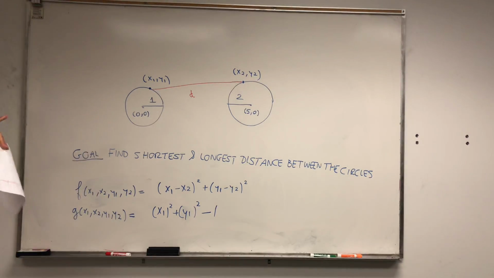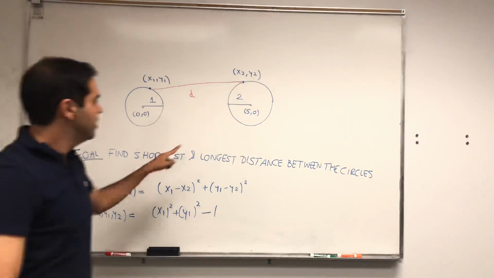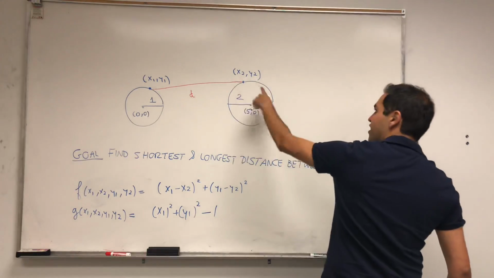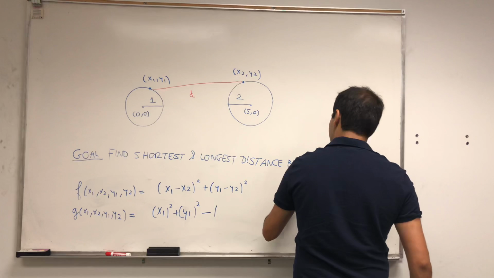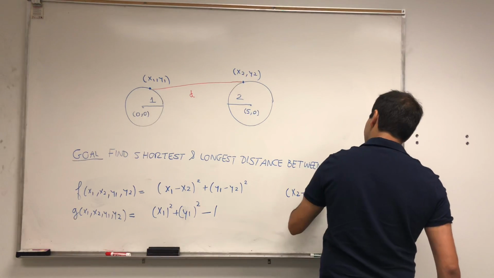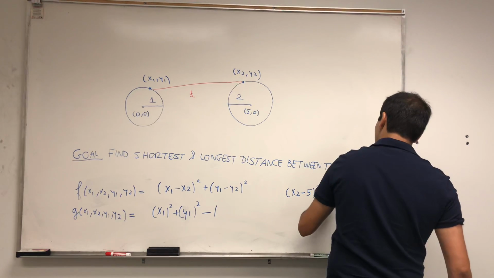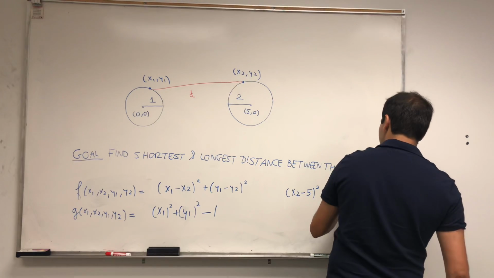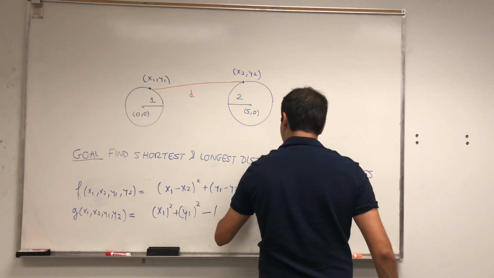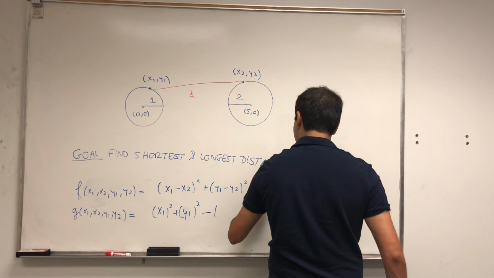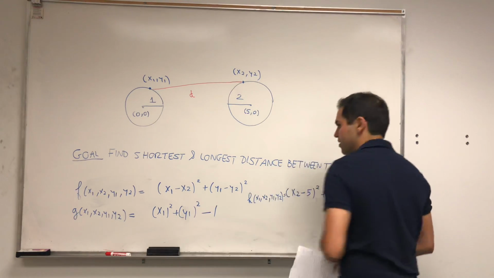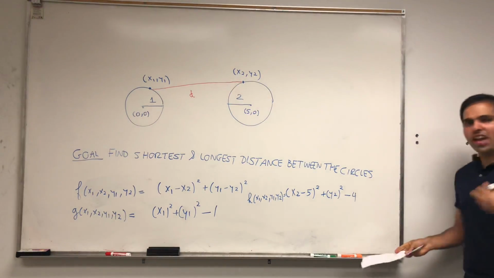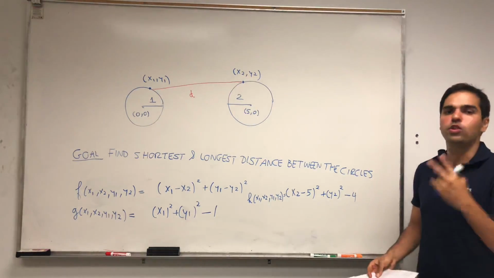On the other hand, we have a second constraint here, because the second set of points has to be on this circle. So we have x2 minus 5 squared plus y2 squared equals 4, so minus 4 equals 0. And that gives us h of x1, x2, y1, y2. Which turns out that here we have Lagrange multipliers with two constraints.